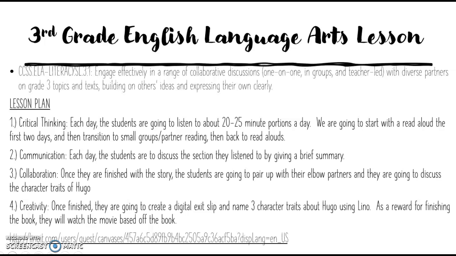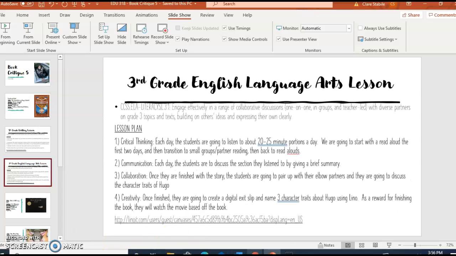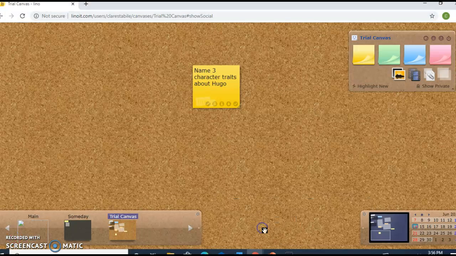And once they finish the story, the students will discuss with their elbow partner character traits of Hugo, and they're going to create a digital exit slip and name 3 character traits about Hugo using Lino. And as a reward for finishing the book, we will watch the movie that is based off of the book. So I'm going to go ahead and show you Lino. It's similar to Padlet. It's just a corkboard, and you put your own sticky notes and write down 3 characteristics about Hugo.